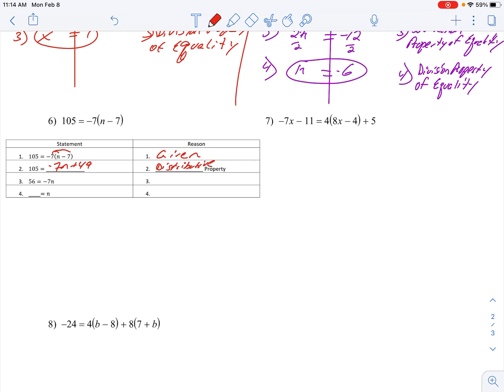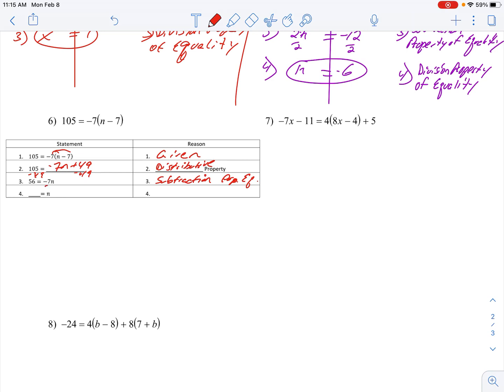Now after that, they went ahead and they got to 56 equals negative 7, and that 49 is gone because they subtracted 49 from both sides. So you don't need to throw that minus 49 in, but we do need to fill out that we're using the subtraction property of equality right here. I'm just going to shorten it to this because I'm not going to be able to fit it.